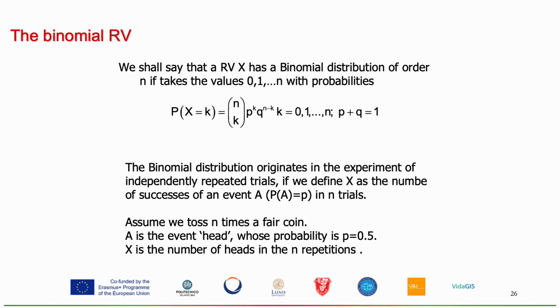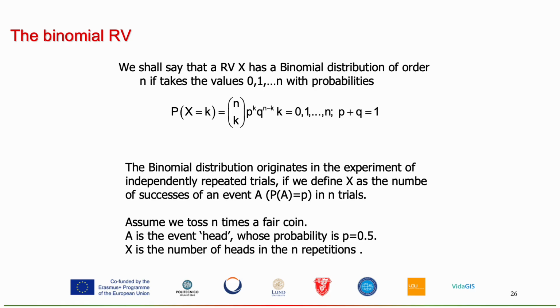A discrete random variable is said to be binomial when the probability to extract a value comprised between 0 and n, let's call k the value of the extraction, is equal to n binomial k multiplied by p raised to k multiplied by q raised to n minus k, where k clearly can range from 0 to n, and p plus q must be equal to 1.